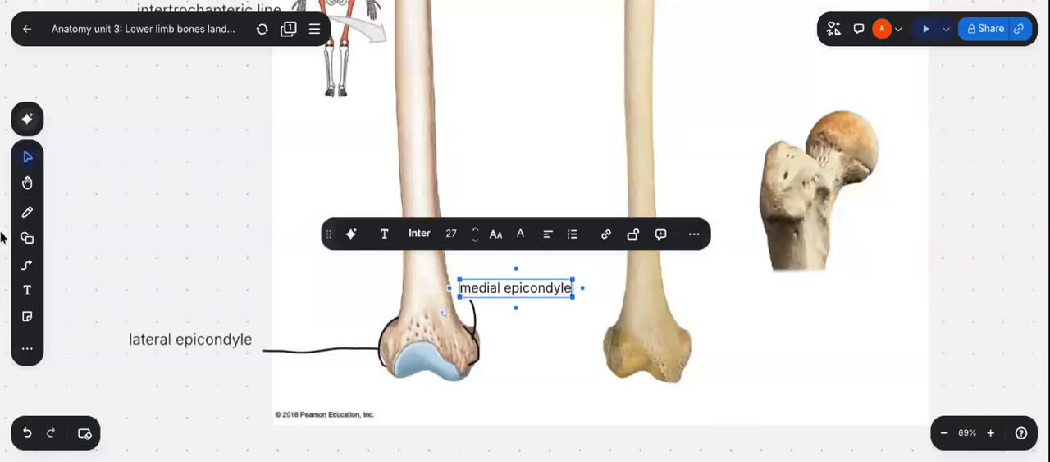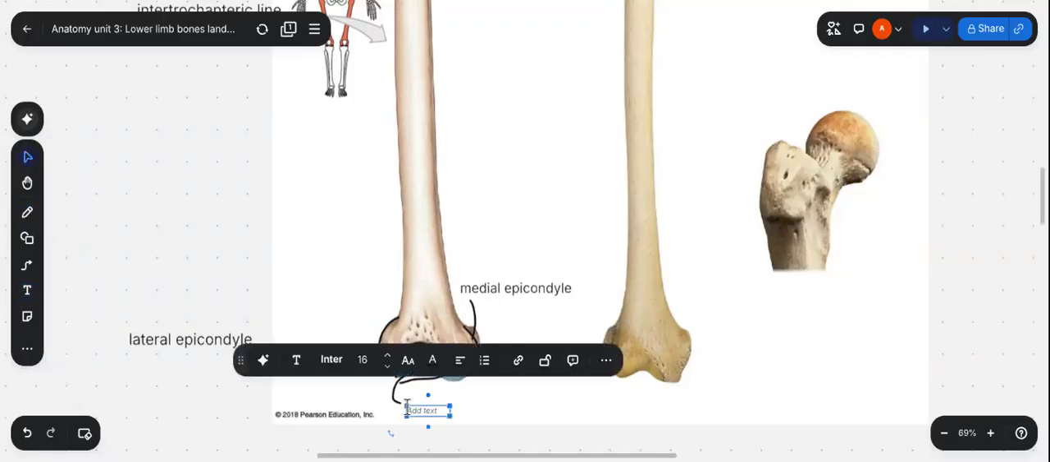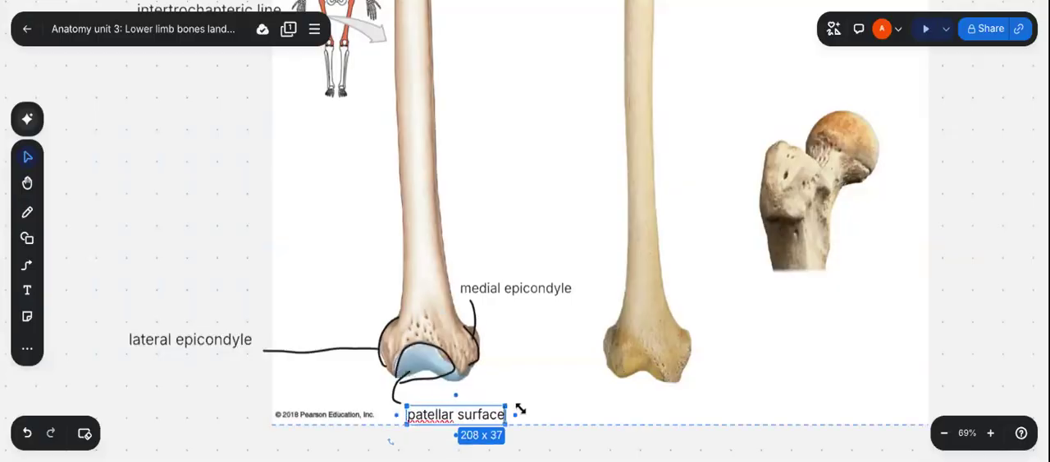Now in blue, you'll see this little area over here. This is your patellar surface, and it's basically just going to be where your patella, aka your knee bone, is going to sit. So it sits right over here on the blue kind of cartilage looking area.